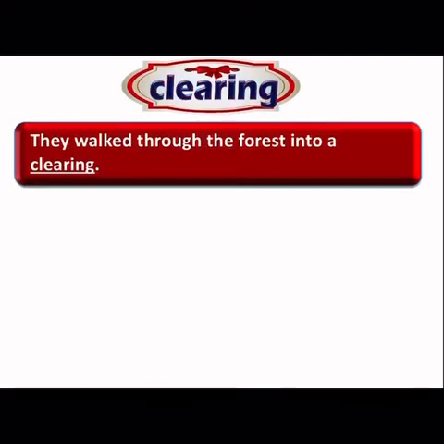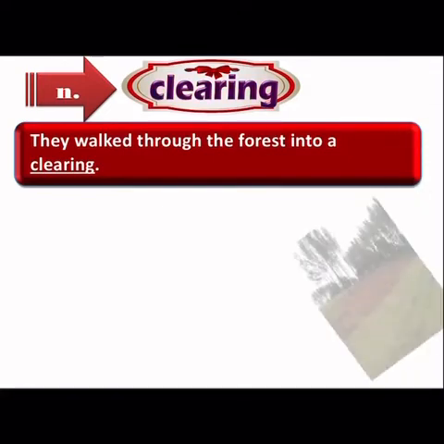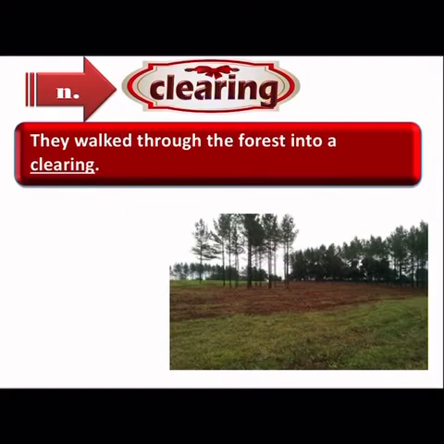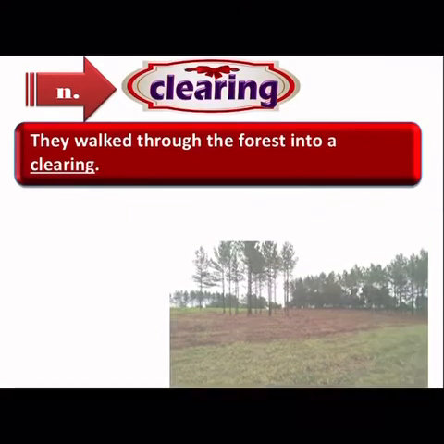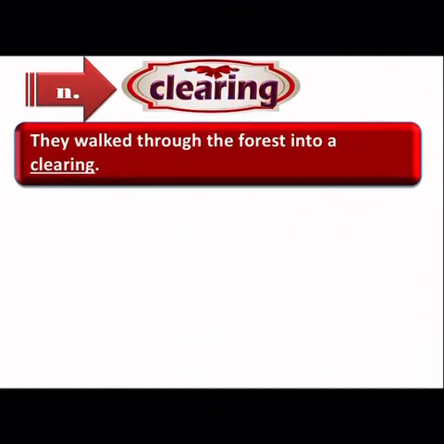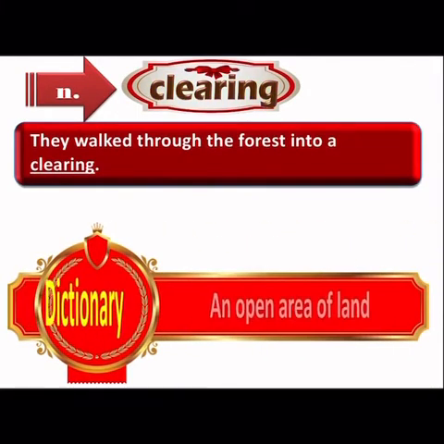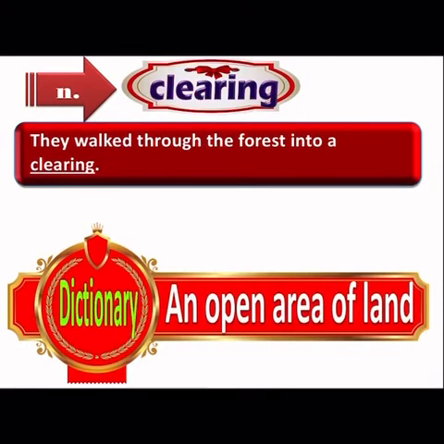Let's move to the new vocabulary. The new words in this selection. The first word is clearing. Let's read the example. They walked through the forest into a clearing. So actually it's a noun because it ends in ing, so it's a gerund, not a verb. And the gerund has the same position of a noun. As you see in the picture, this is a clearing, guys. An open area of land.